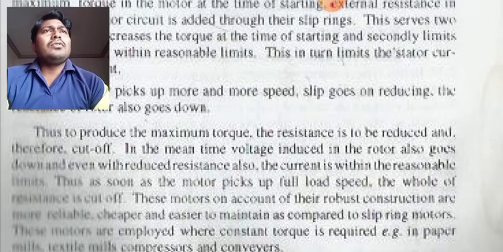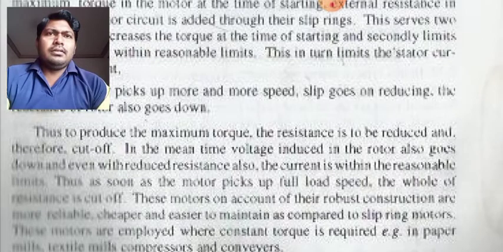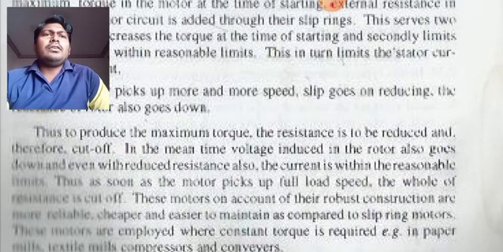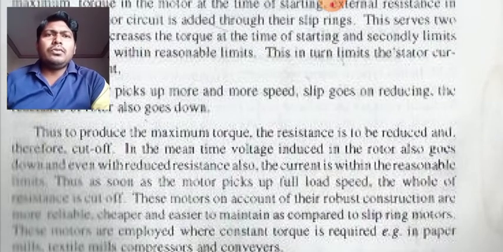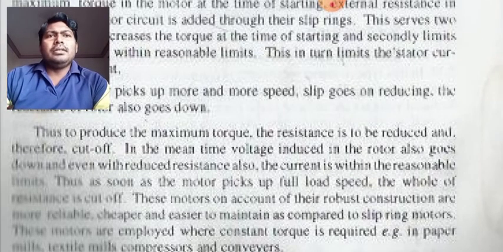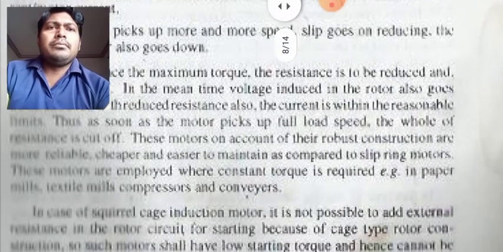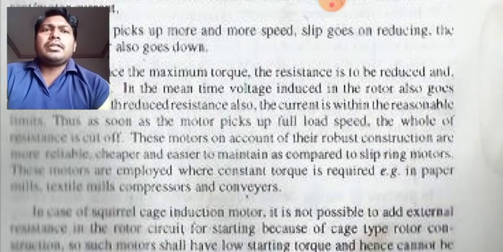Now students, after the motor attains its full load speed, the external resistance does not have any purpose. It can be cut off, or put out of the circuit. These motors, on account of their robust construction, are more reliable, cheaper, and easier to maintain as compared to slip ring motors. These motors are employed where constant torque is required. Examples are paper mills, textile mills, compressors, and conveyors.